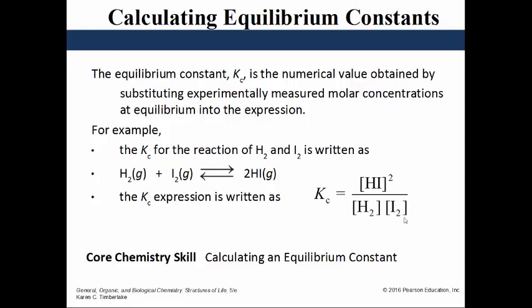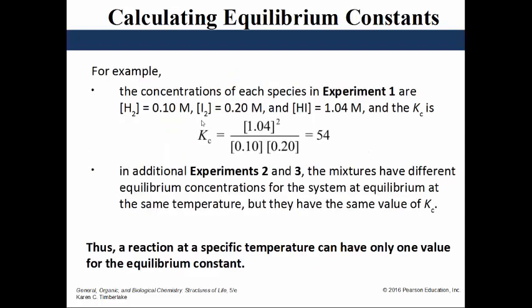And now here's how you would solve it with real numerical values. Say for the equation we just looked at, the concentration of hydrogen is 0.10 molar, the concentration of iodine is 0.20 molar, and the concentration of HI is 1.04 molar. So now you're just plugging in the values for the equation that we just wrote. Over here it was a concentration of HI squared, so this value squared, all that divided by concentration of hydrogen, 0.10 molar, multiplied by the concentration of iodine, the other reactant, 0.20 molar. You do all this math and you get the value of 54.